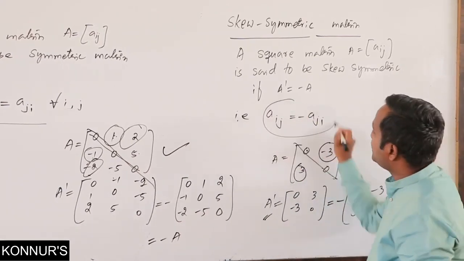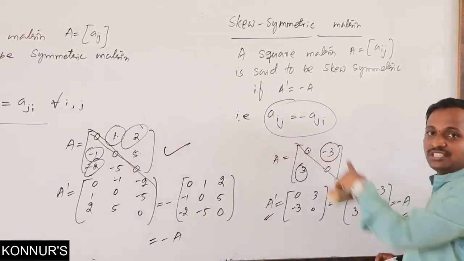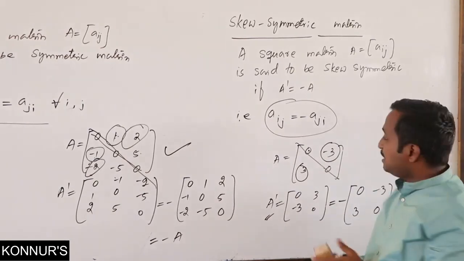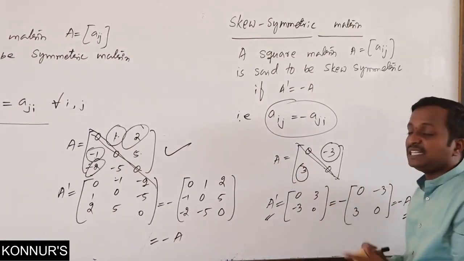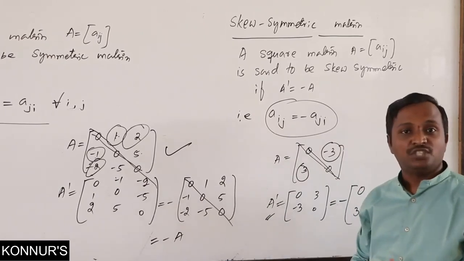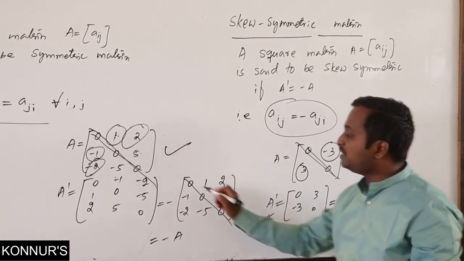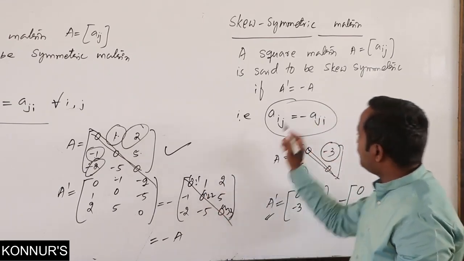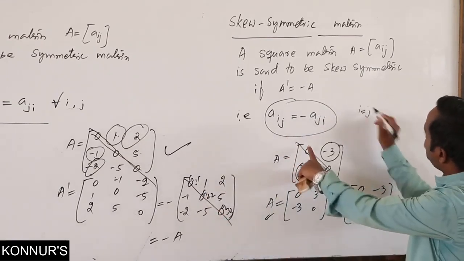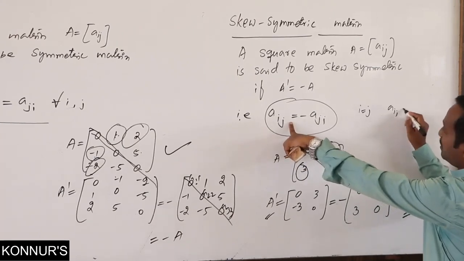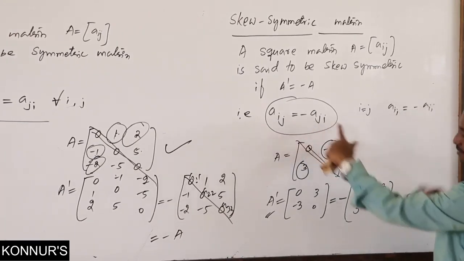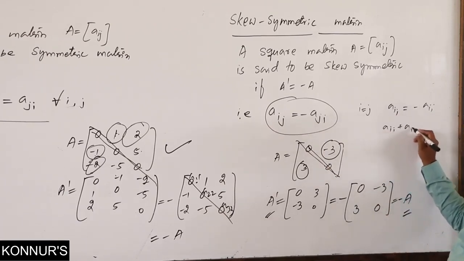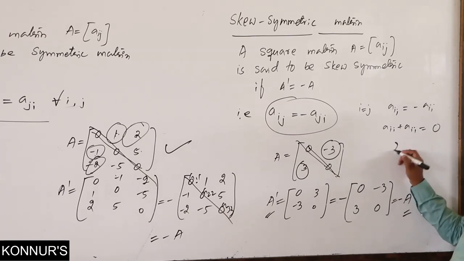What happened? I said Aij equal to minus Aji. That means these elements are indicating what? i equal to j means A11, A22, A33. So what happened? Here i equal to j. If I substitute, what happened? Aii equal to minus Aii. So Aii plus Aii is equal to 0.